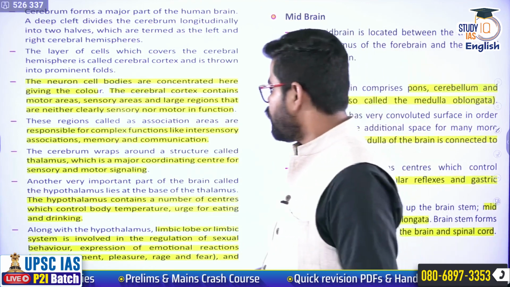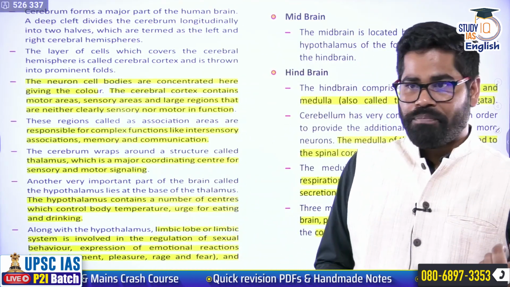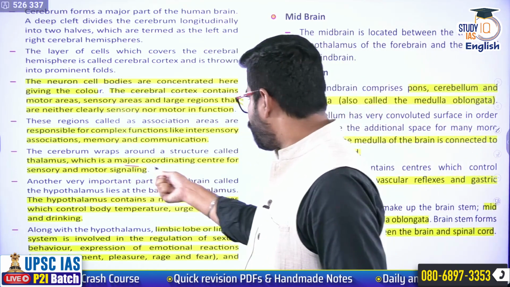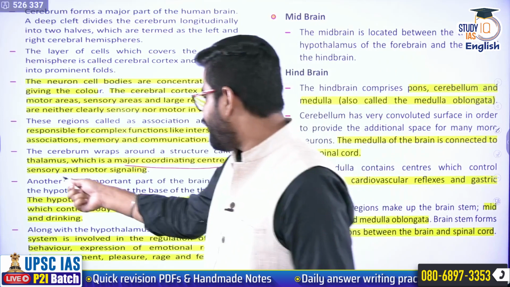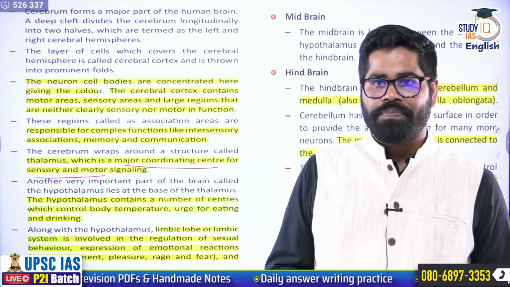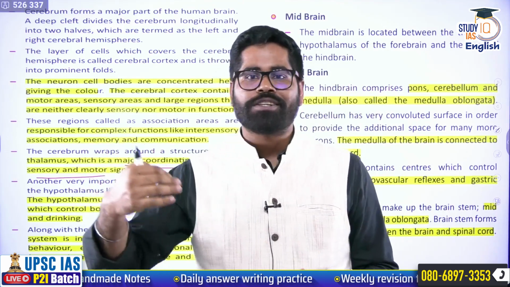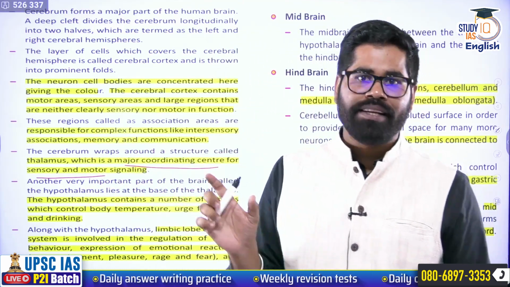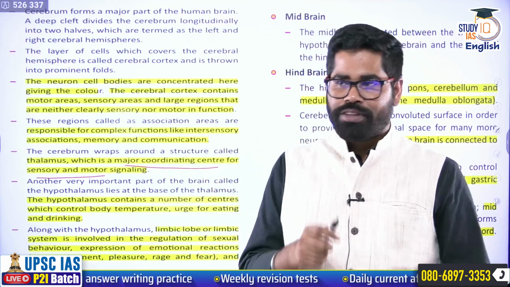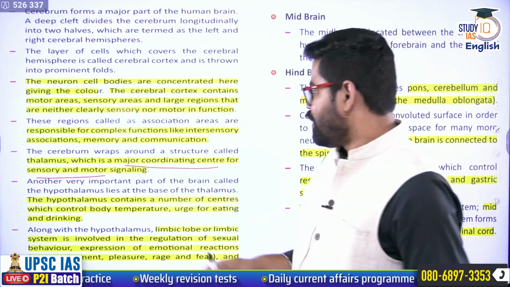Now, if we talk about the thalamus, the second important part, basically it is a coordinating center for sensory and motor signaling. When the information is going to the cerebrum, before that the thalamus is helping in processing it. So the thalamus is helping in coordinating the sensory and the motor signals.